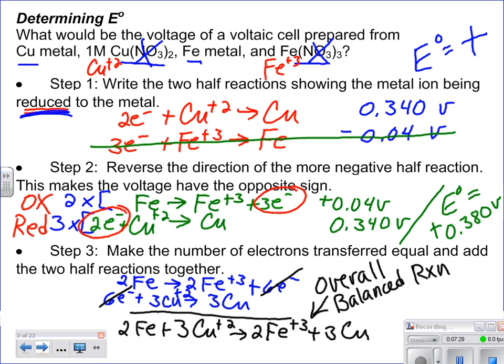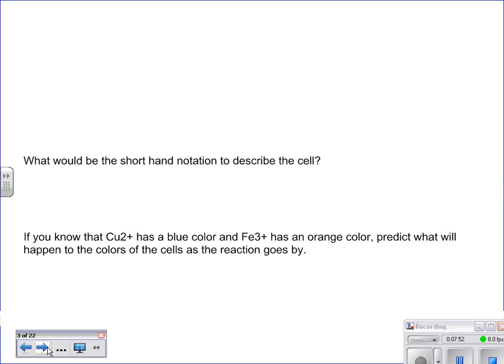Because what we've just done, let me highlight this, is our overall balanced reaction. That is a long way to write that, but it shows what's going on. And we know what we're starting with is solid iron and copper ions, and we're going to end up with iron ions and solid copper. Well, another way that we could write that, it says what would be the shorthand notation to describe the cell. And bear with me as I rewrite this really quickly.